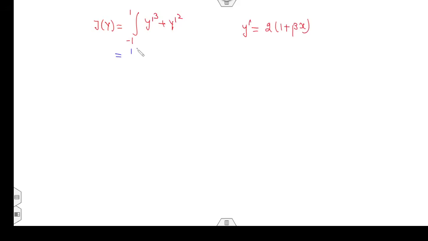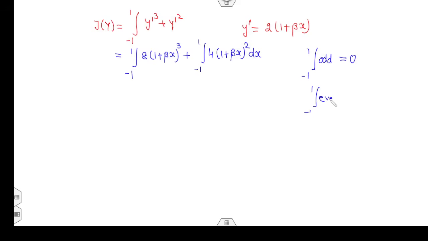Now you can substitute here. So it's the integral from -1 to 1 of (1 + beta x)^3 plus the integral of (1 + beta x)^2 dx. And we all know whenever the function is odd, the integration is 0. Whenever the function is even, it is twice the integral from 0 to 1. So we can use that concept. Outside, the first function is (1 + beta x) cubed. If you open it, it's a cube plus b cube plus 3ab plus 3.